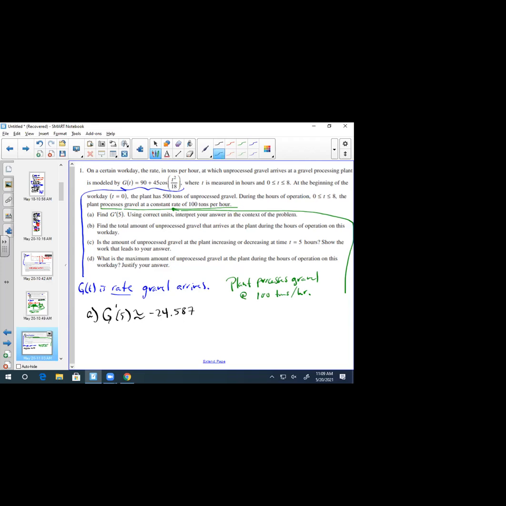Because the rate that the rate changes is tons per hour per hour. There we go. Find the total amount of unprocessed gravel that arrives on this workday. Oh, that's easy, right? Part B is easy. It has nothing to do with the fact that they're processing it, just how much arrived for the entire day.